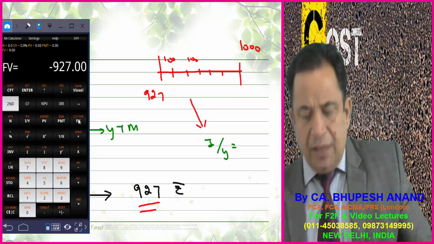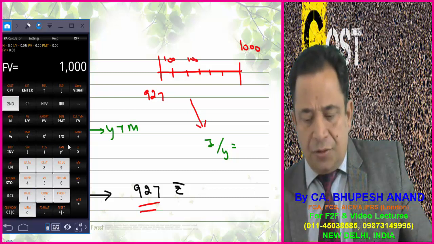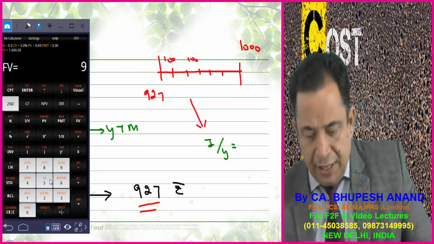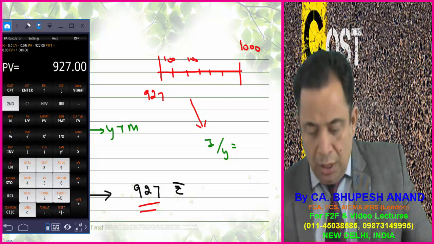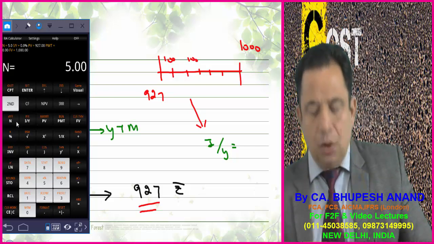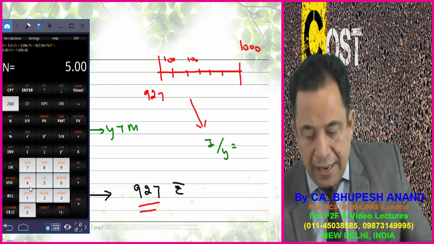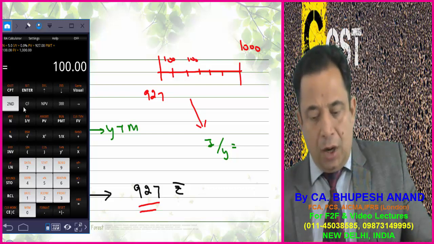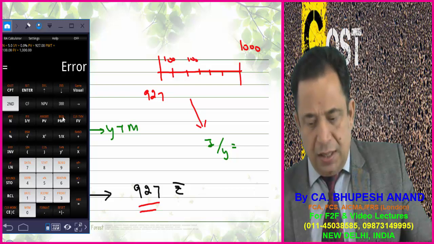Second clear TVM. I will be using 1000 as future value. Then 927 as present value. And then 5 as N. Now, 100 is equal payment. Okay, now I want to compute. Some error is there.